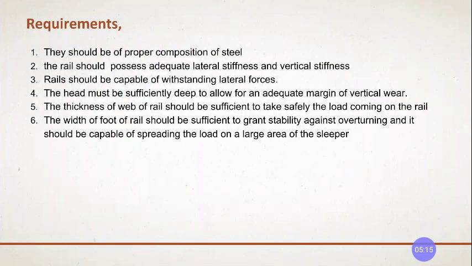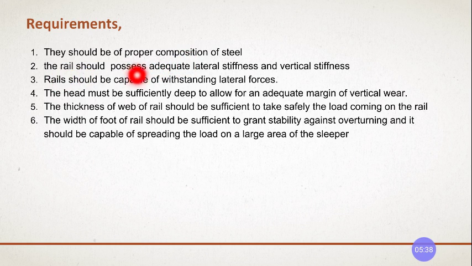What are the requirements of the rail? Those were the functions. These are the requirements: how the rail should be. They should be of proper composition of steel. As we said, they should be of high carbon steel to withstand the wear and tear. The constitution required has to be proper.